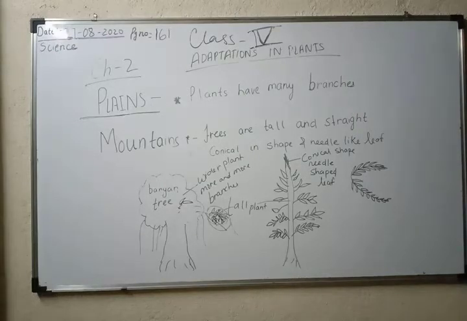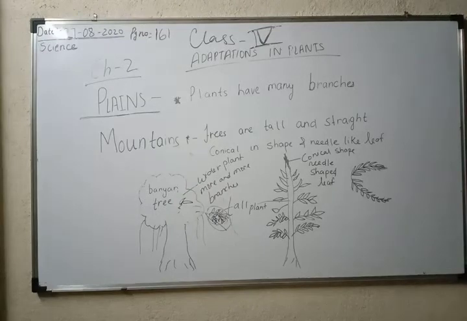So what is the problem in the mountain area? The most important problem is they do not get sufficient sunlight, and they also have to survive in a very cold area. Sometimes when snowfall occurs, they have to survive in that temperature also. So how do they survive? Let's see what the adaptations are. The trees on the mountain are tall and straight. They grow in a conical shape and have needle-like leaves. This helps the snow to slip down easily, and they bear cones instead of flowers.